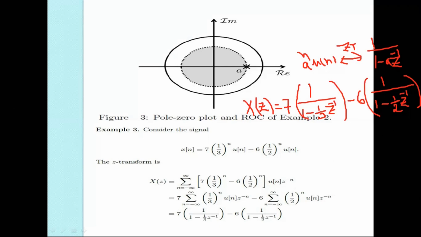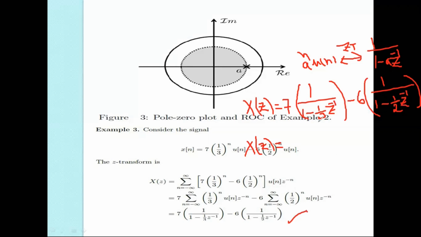Now we can simplify this. X of z is equal to, you can write it as 3z minus 1. So z power minus 1 also goes into the denominator. Or directly here, there is 7 into 1 by 1 minus 1 by 3 z inverse minus 6 into 1 by 1 minus 1 by 2 z inverse. That is the final answer. Got it, my dear students?